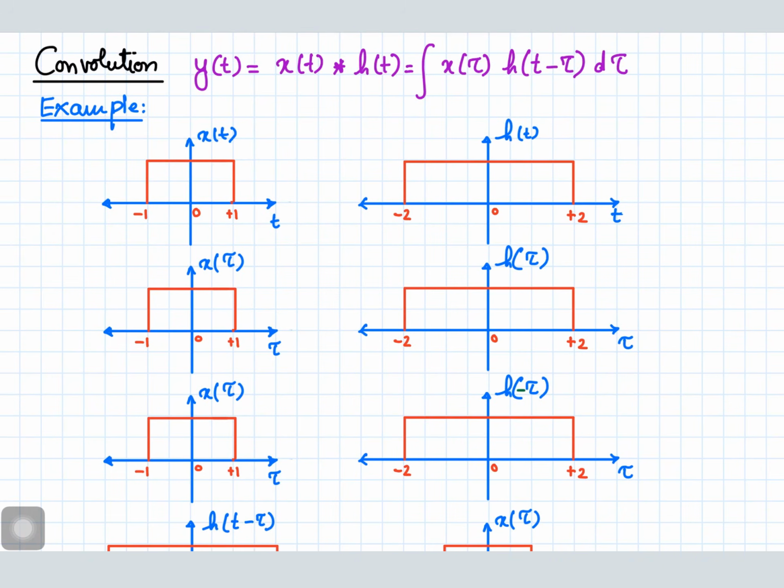Bismillahirrahmanirrahim. In this video we will discuss the convolution of two signals x of t and h of t. We will consider that x of t and h of t are two rectangular functions.